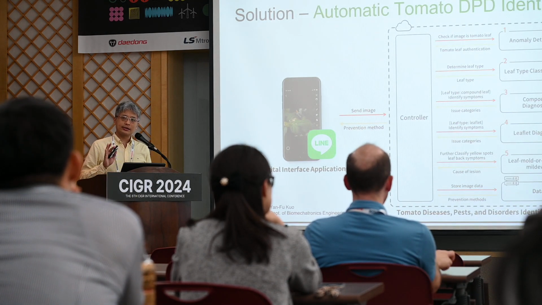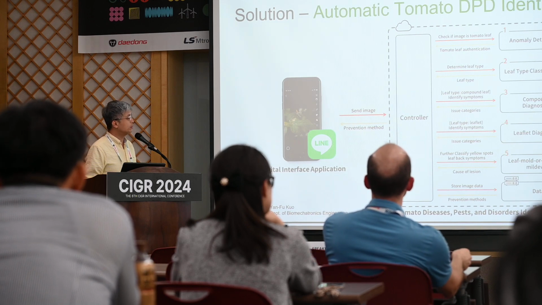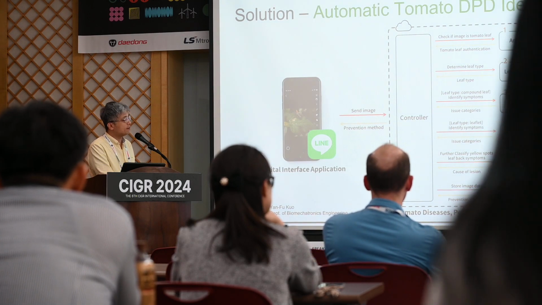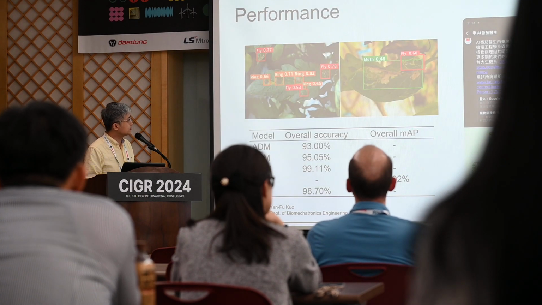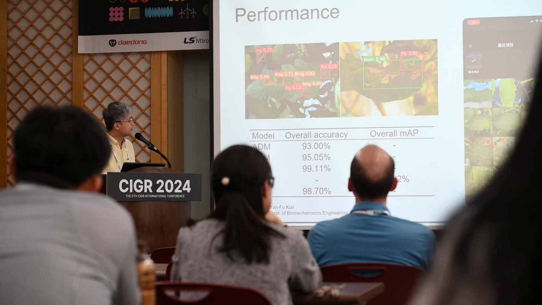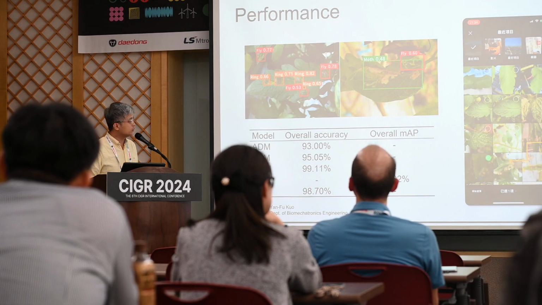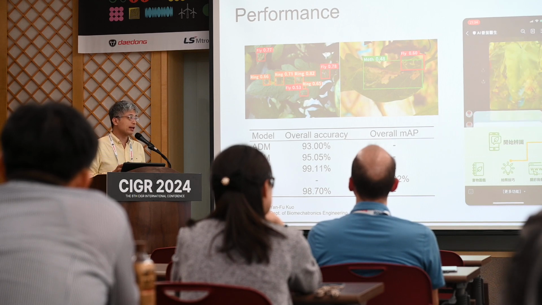And because it's very complicated, we use multiple deep learning models. Here you can see there are 5. I'm not going to go into the details of these 5, but here you can see the performance of these 5 models. And one is object detection, so it's mAP instead of accuracy.